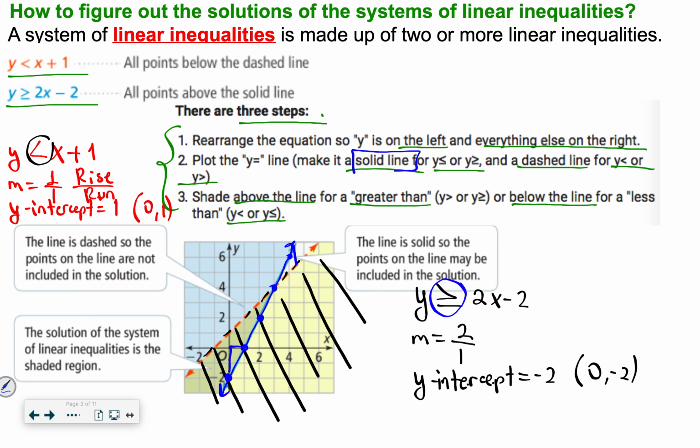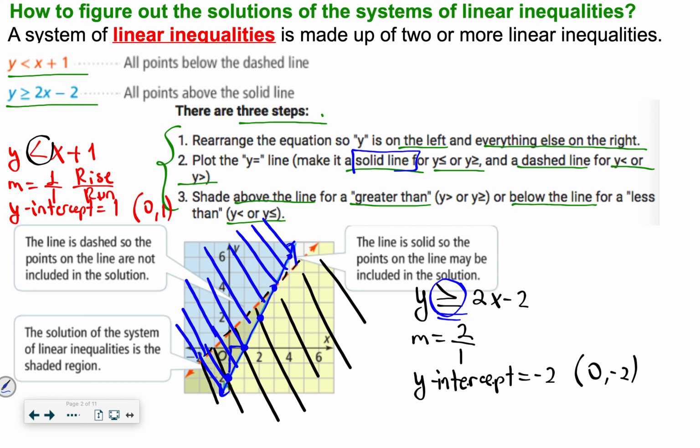Step 3, I need to decide, are we going to shade above the line or below the line? How am I going to understand? You need to check the inequality symbol as well. This is greater than or equal to. That's why we need to shade above the line. So this is all the solution that belongs to the blue line.